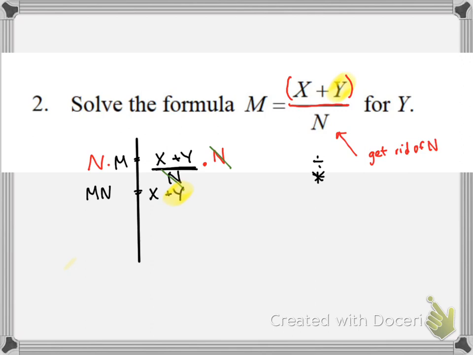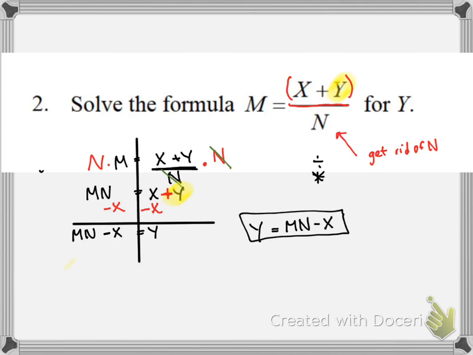Okay, and again, we ask ourselves, well, how is that x attached to the y? It's attached through the operation of addition. And how do we undo addition? Well, we undo addition by subtraction. And remember, whatever we do to one side of the equation, we have to do to the other. So on this side, we have mn minus x equals y. Okay, and if you want to flip that around so that your y is on the left-hand side, you can certainly do that. You don't have to. Okay, and that would be your final answer.